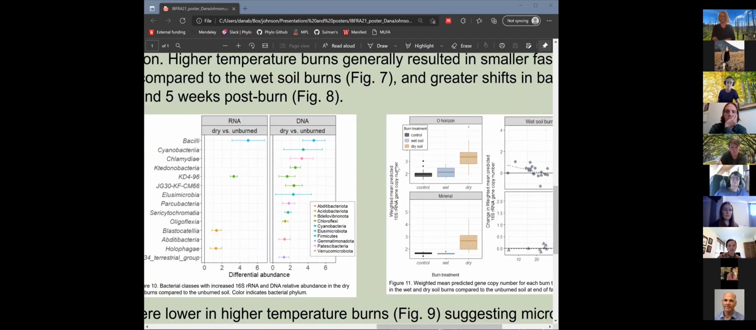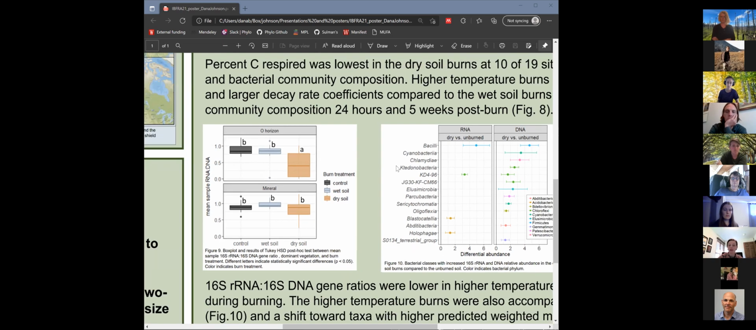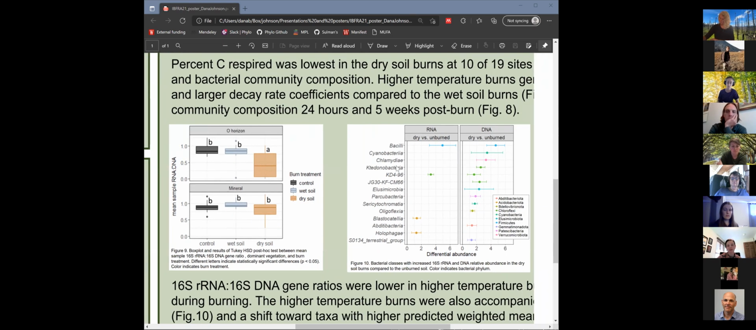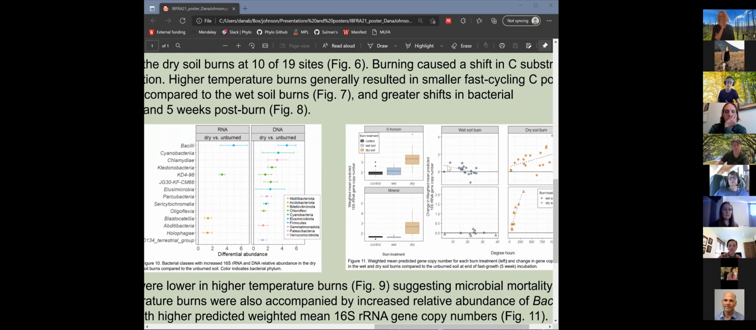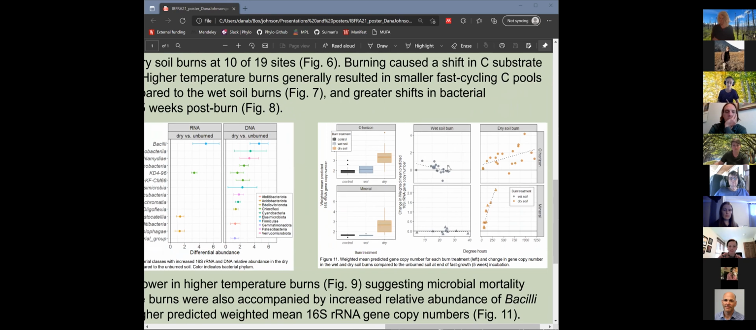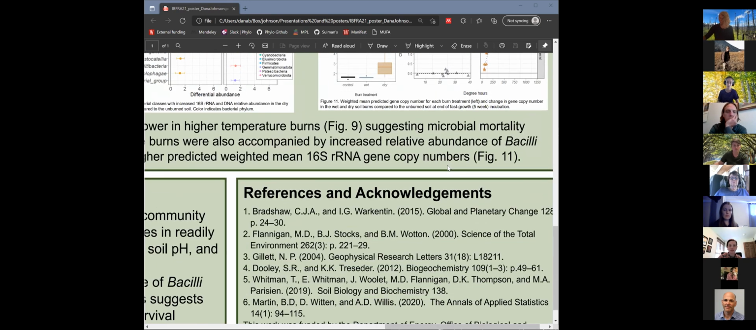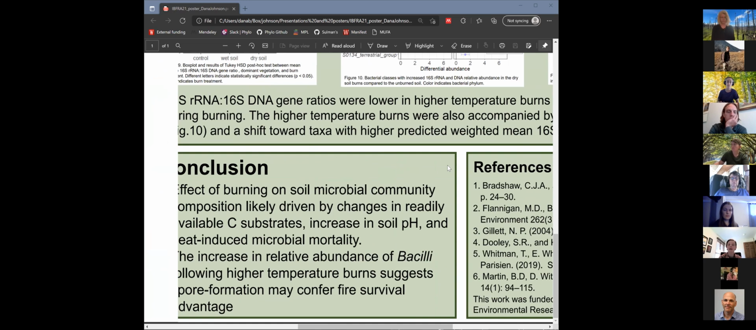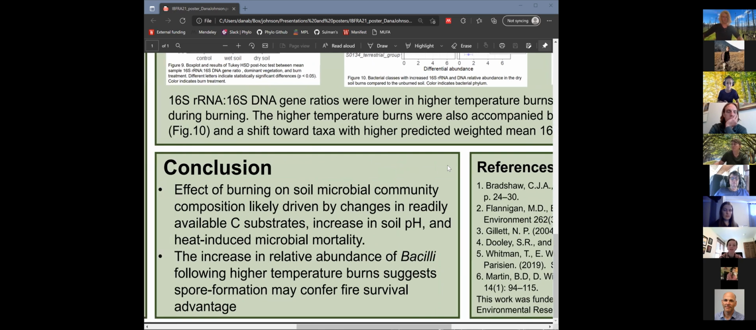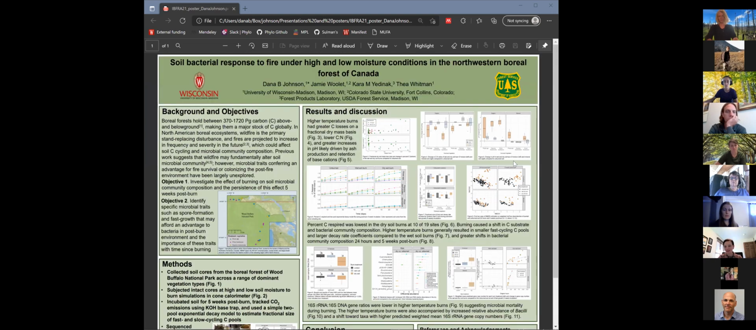And then briefly, we identified a decrease in the mean sample RNA to DNA gene ratios at higher temperature burns, an increase in the bacterial class Bacilli, which are known spore-forming bacteria, and a shift in the gene copy number in our samples with burning. So the broad takeaways are that we do see an effect of burning on my soil microbial community, and this effect of burning persists for time since burn, which is likely driven by changes in carbon substrates and changes in soil pH and microbial mortality. And we saw an increase in the relative abundance of spore formation, which suggests that spore formation may confer a fire survival advantage. That is the very brief rundown.